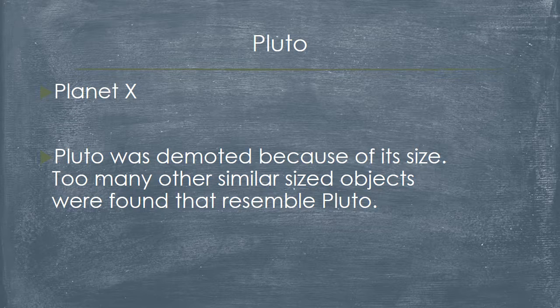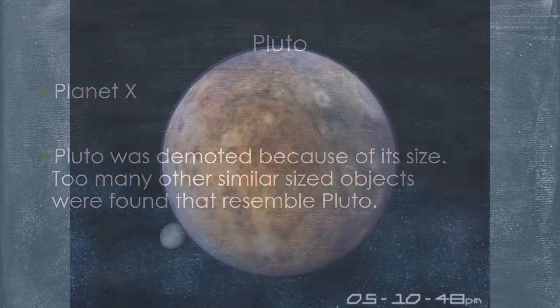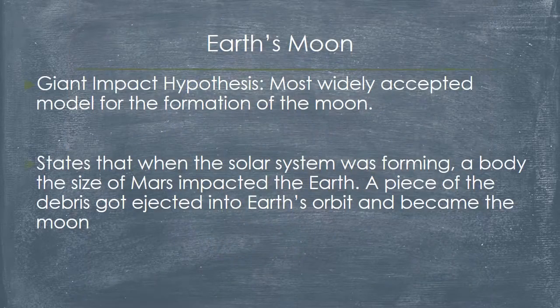Pluto is demoted because of its size. Too many other similarly sized objects were found in the solar system that resemble Pluto. So it was either demote Pluto or everything else they were finding that was very similar to Pluto, they had to make a planet. And so they chose, let's demote Pluto because they're all so far away and so small that it's not really significant enough to become a planet. And there's Pluto.